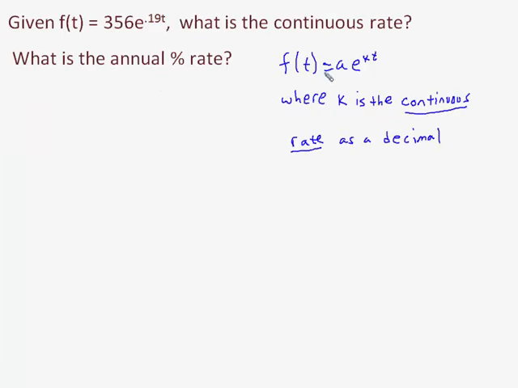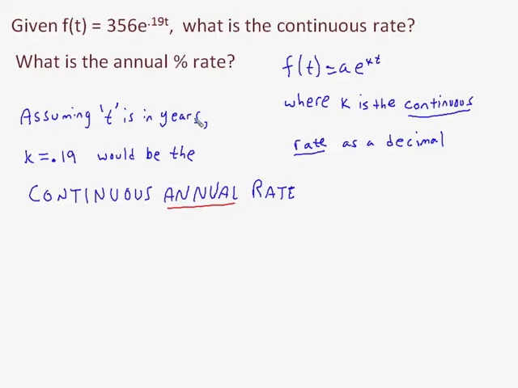So we're given f of t in the form ae to the kt, where my initial value, sometimes called the start value, a is 356. And I'm given that k is 0.19, and k is the continuous rate as a decimal. And assuming t is in years, our k value of 0.19 would be the continuous annual rate, meaning the rate over a 1 year period.